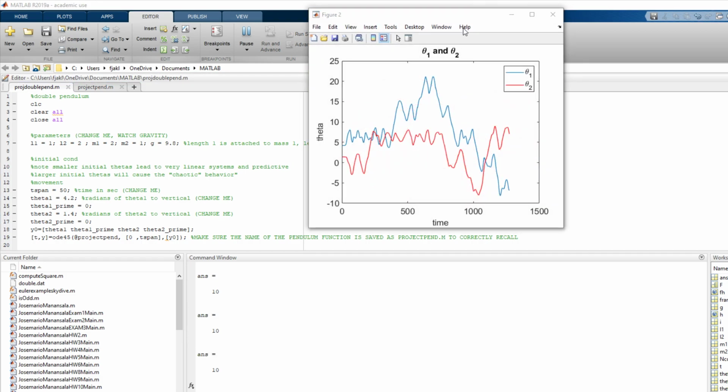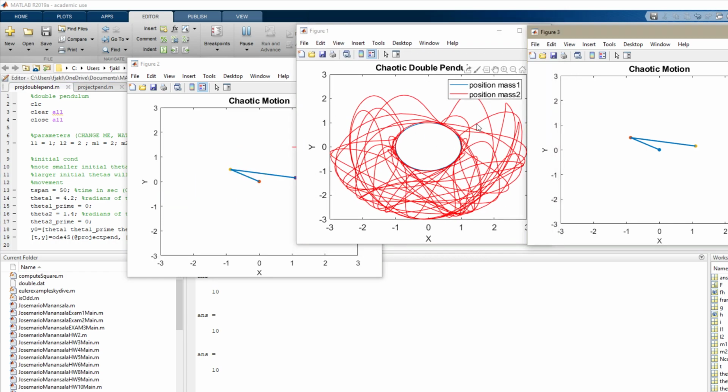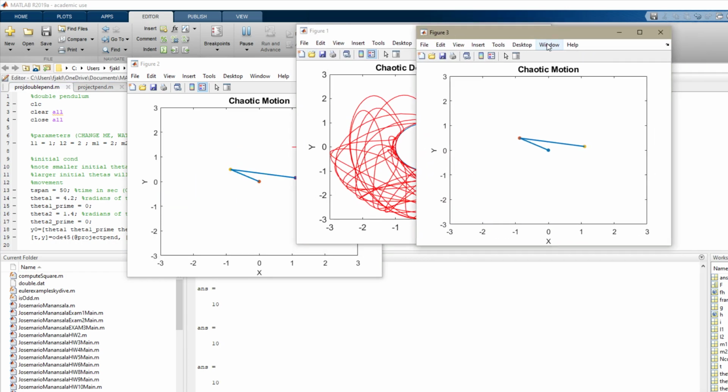Here we go. This is wacky. Look at this thing. It just goes batshit crazy. Remember, this is actually pretty accurate to what it looks like. Look at it. It just goes bonkers.